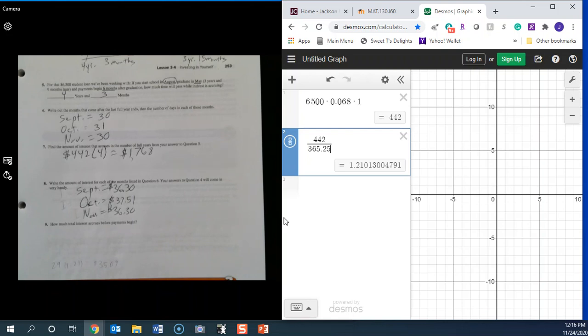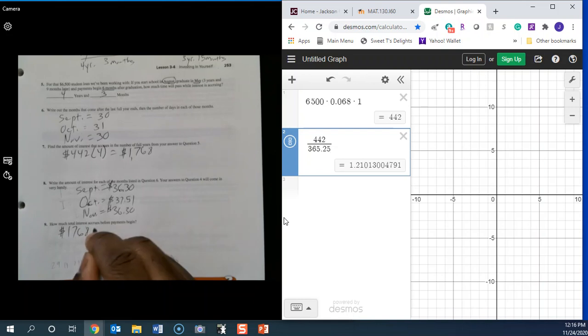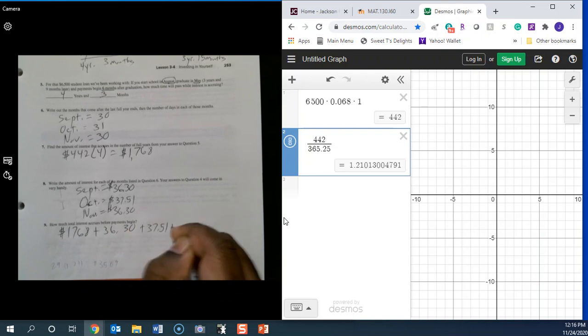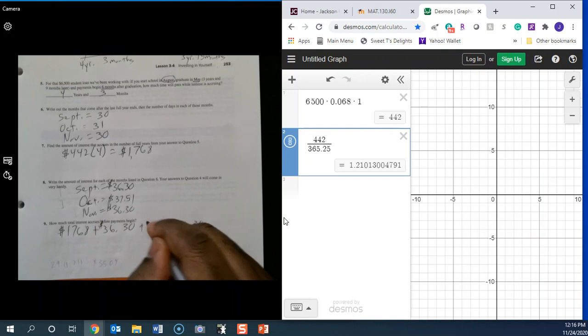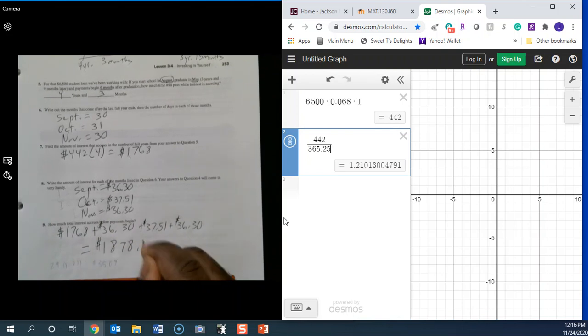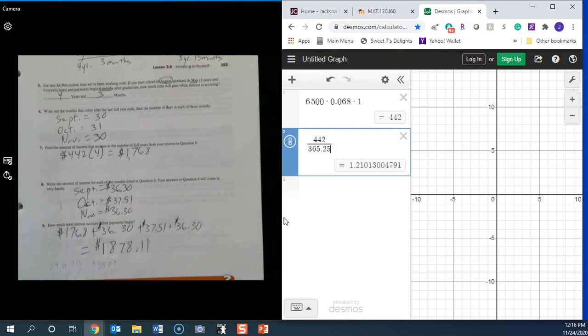Now for number 9, it says how much total interest accrues before payments begin. So we have $1,768 plus the $36.30 plus $37.51 plus $36.30. Now we add all of these up, put these dollar signs here, and that will give us $1,878.11. So that's how much interest accrues before you even make your first payment.